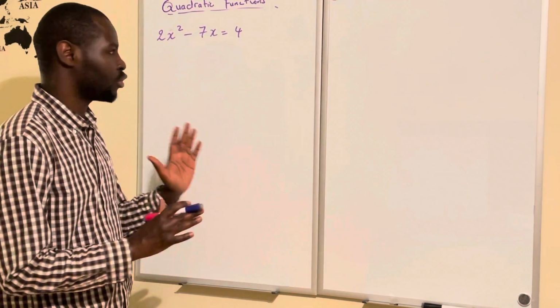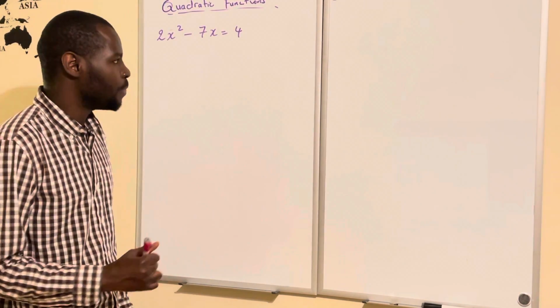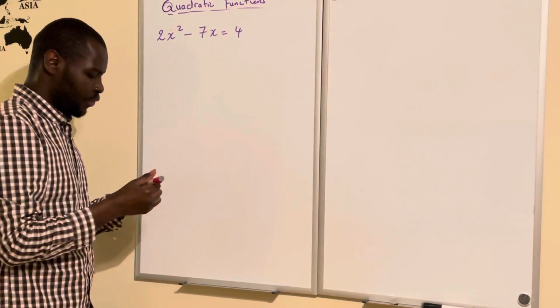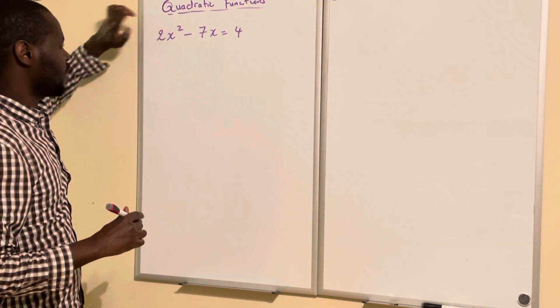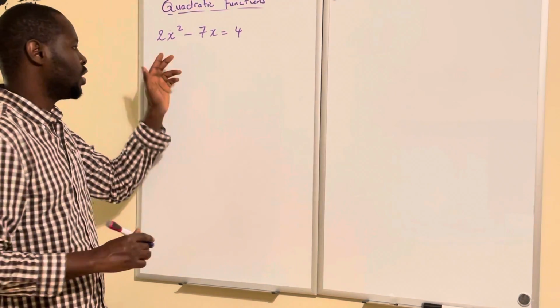Today I'll be covering quadratic equations, how to solve quadratic equations, right? So the first thing is, in this example, we are given 2x squared minus 7x equals 4. We are asked to find the value of x.